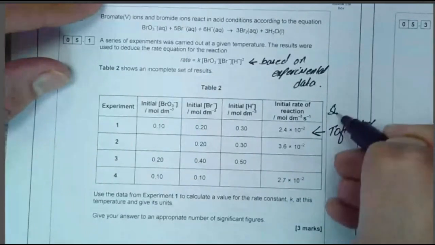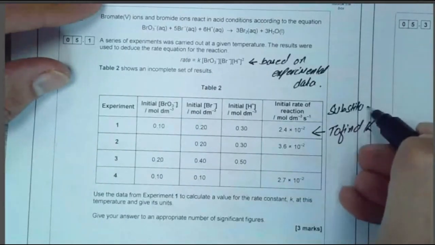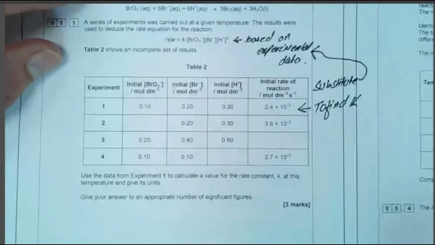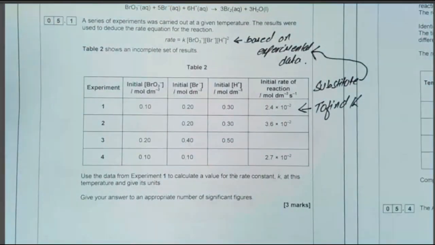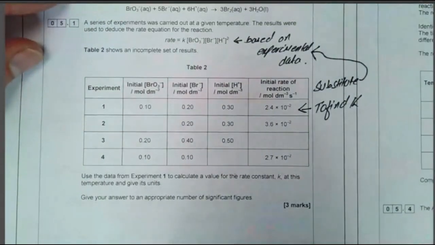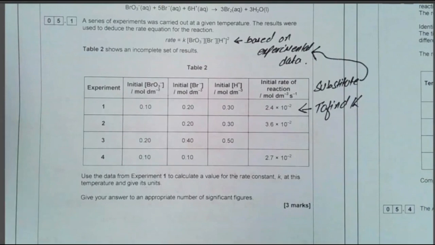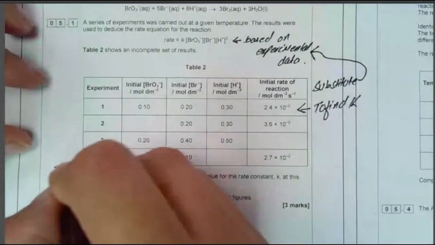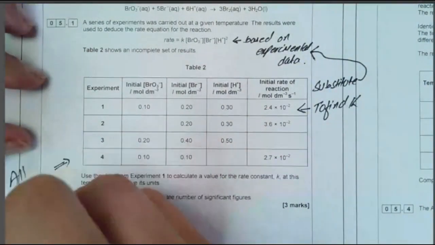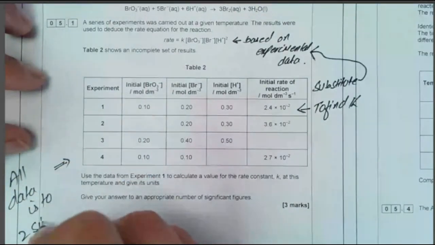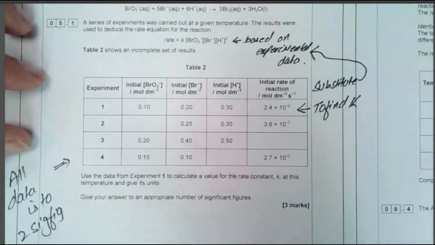Now they've given you all the values here, so we can use these to find k. I can say, substitute into this equation to find k. When you do that, you'll end up with a value of k, which will be 13.13. Now you have to be careful about one thing here. Look, all data is to 2 sig figs. Therefore, this must be to 2 significant figures.